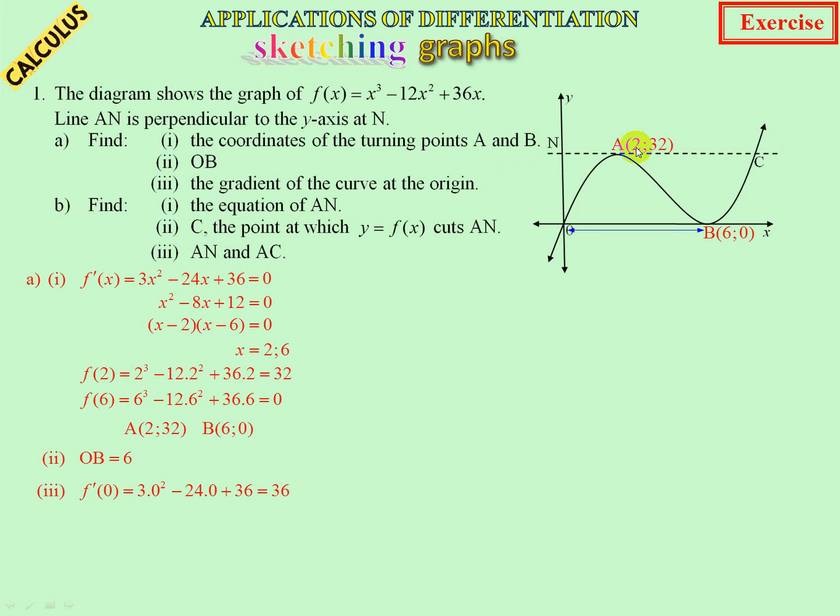Equation of the line AN. Well, it's a horizontal line, which means y equals a constant. It's going through the point (2, 32). Therefore, y equals 32. C, the point at which y equals f of x cuts AN. So there's y equals f of x, there's AN. So we need to know that point there. So therefore we must have f of x equal to 32.